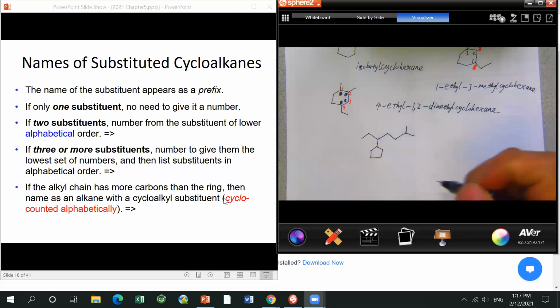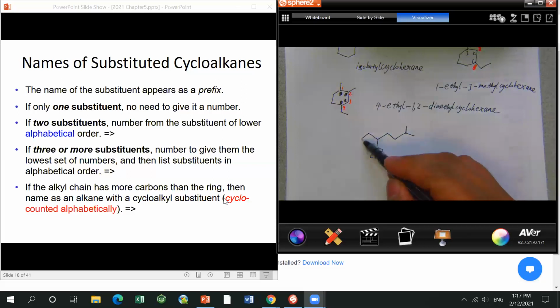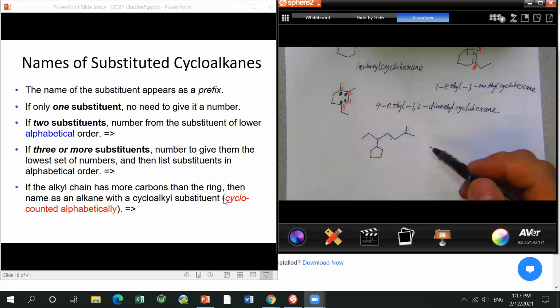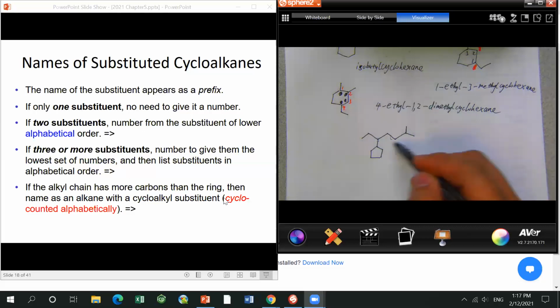All right, so for example, let's try to name this compound. You can see there's a five-membered ring and a long carbon chain. This carbon chain has 7 carbons. In this case we name the parent based on the long carbon chain because it has more carbons than the ring, and then the five-membered ring becomes the substituent group.